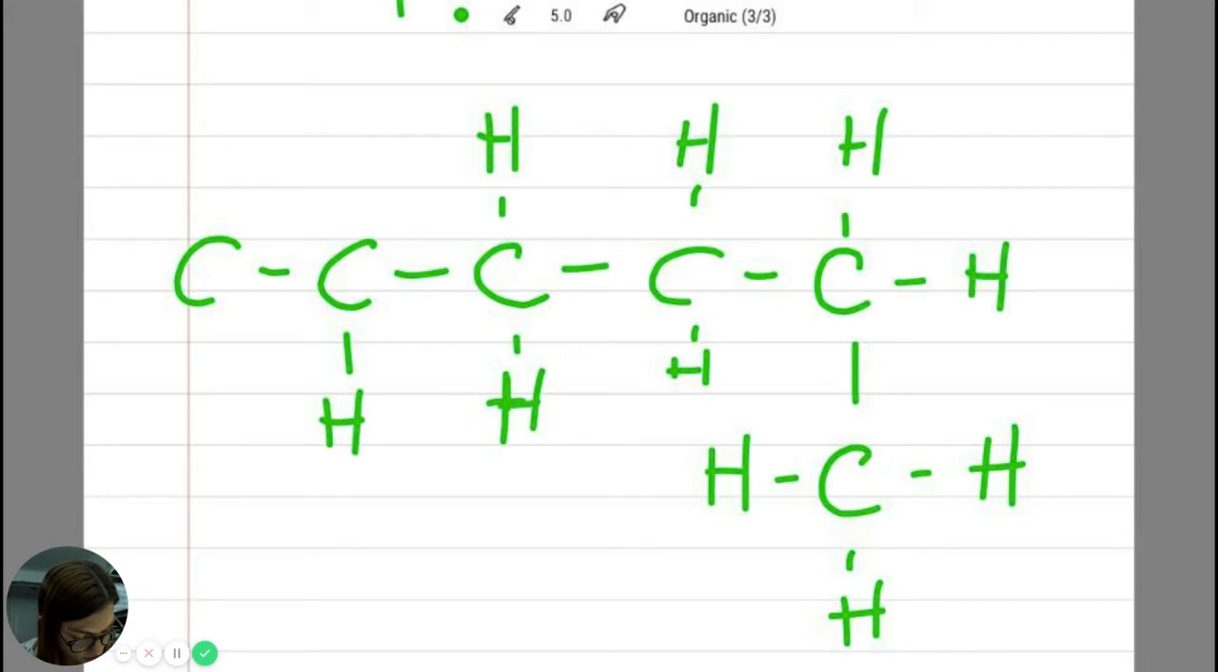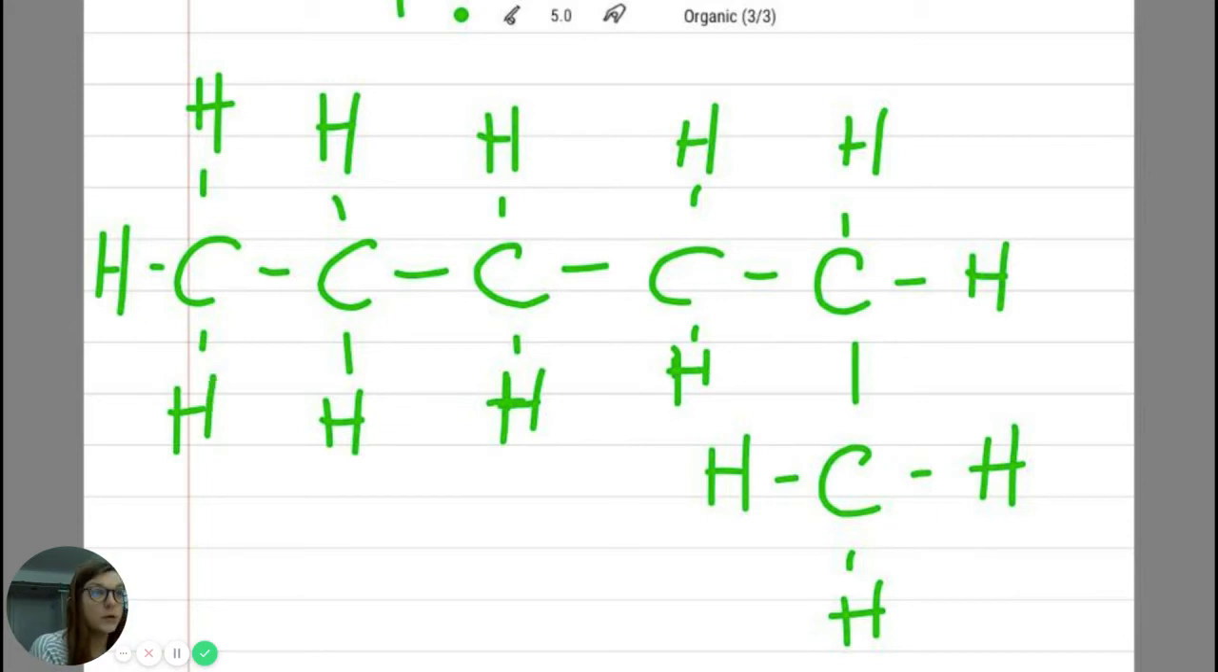I'm sorry, some of these H's just look like +1, and it's kind of hurting my brain. It's far easier to teach this one in person. Okay, so here's my molecule.